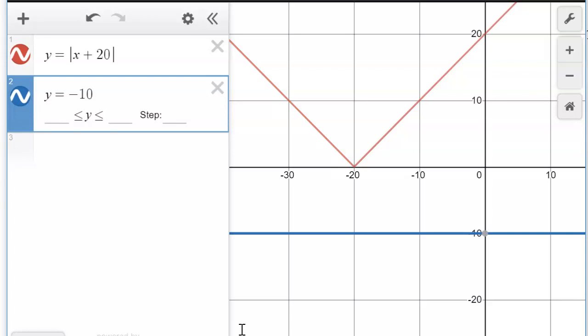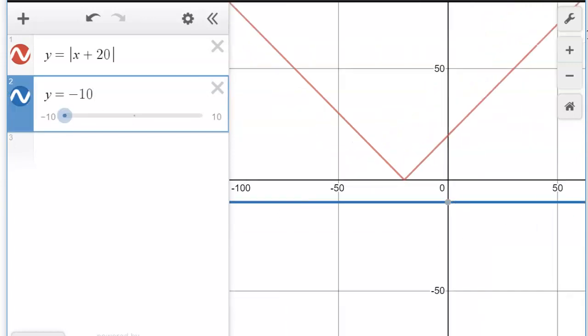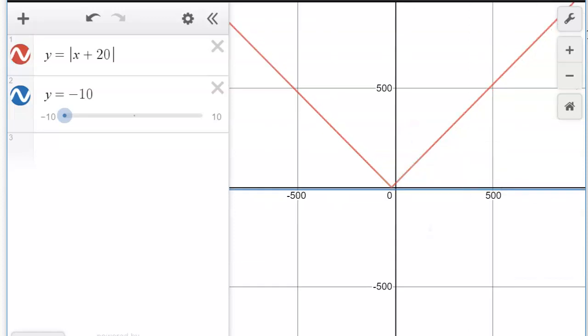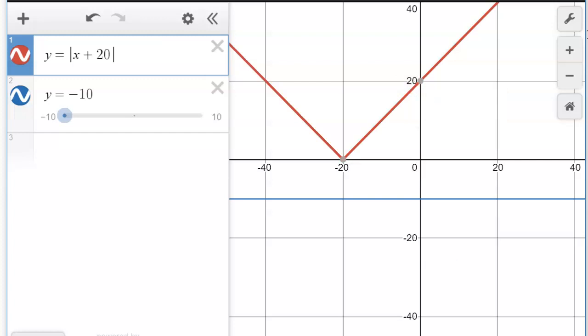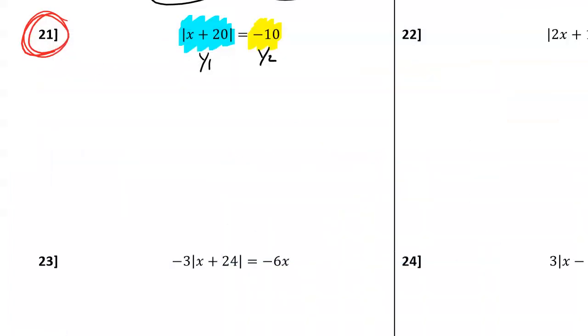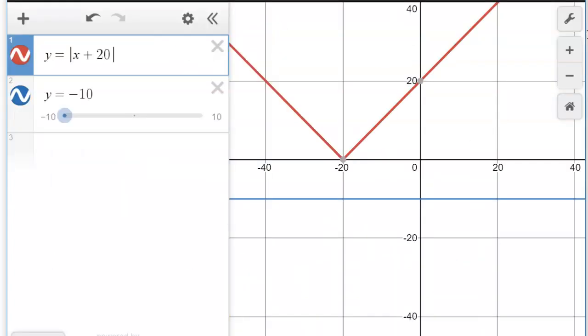What does it mean to be equal? It's where they intersect. Even if we keep zooming out and zooming out, these graphs are never going to intersect. There is definitely a gap in between them. So in this case, they never intersect. So graphically, we know the answer is no solution.